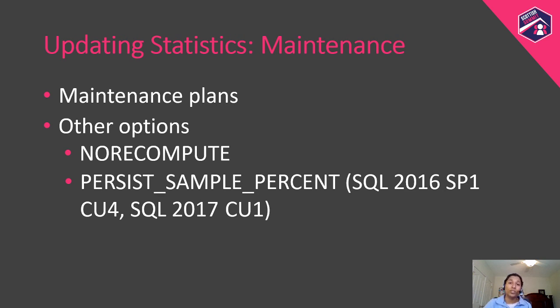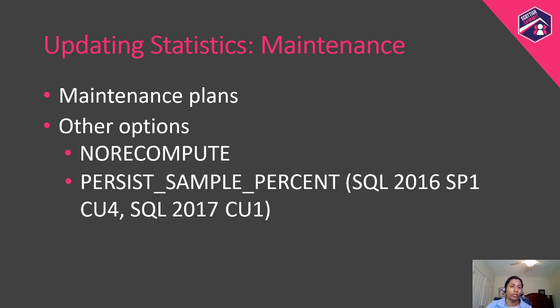There are two more options we can use while updating these stats. One is NORECOMPUTE. By using NORECOMPUTE in your update stats, you are telling SQL Server that even though auto update stats is enabled, please do not go ahead and update the stats behind the scenes, but update the stats only whenever I want to, by using this option.